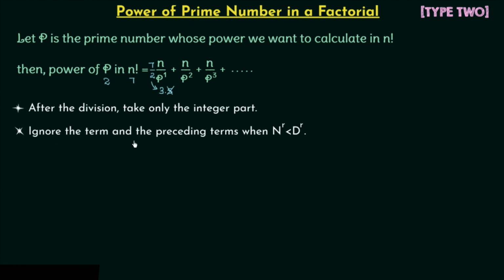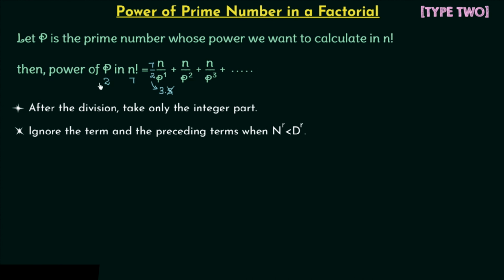Ignore the term and the preceding terms when the numerator is less than the denominator. Now this point is an important point, and this point we have obtained from the first point itself. According to this point, when the numerator is less than the denominator, we can ignore that term and the preceding terms. Let us try to understand the reason for this.